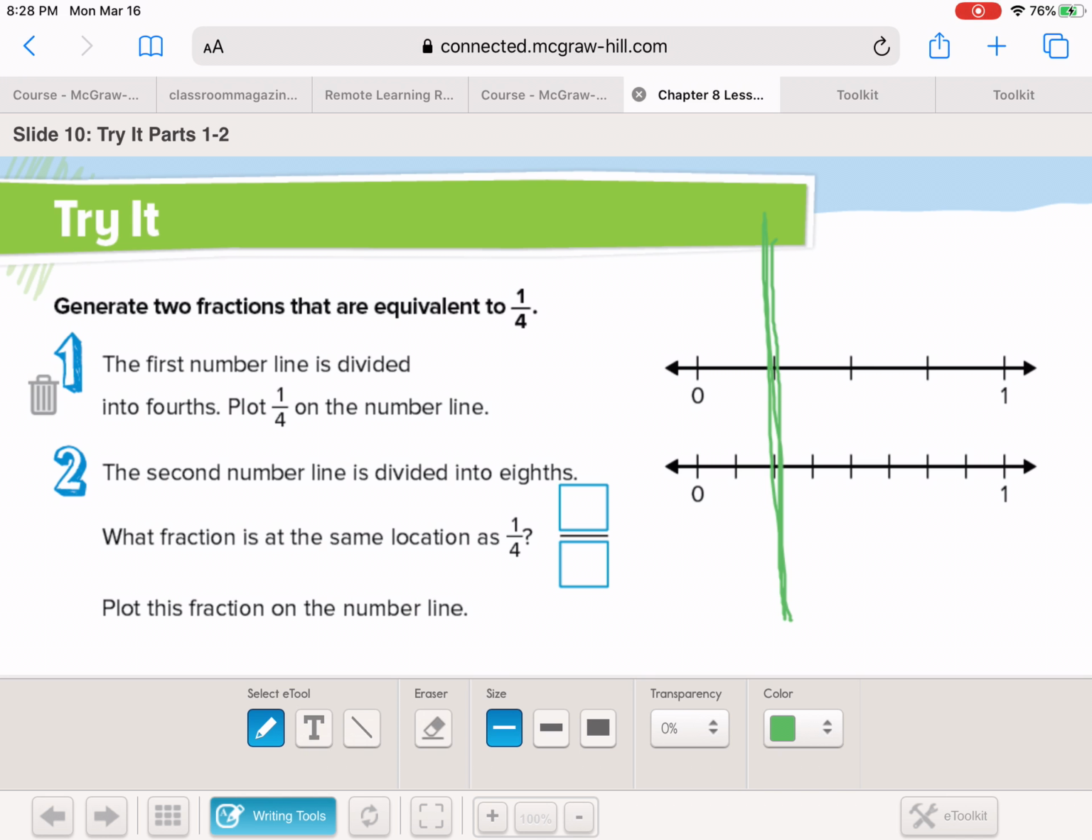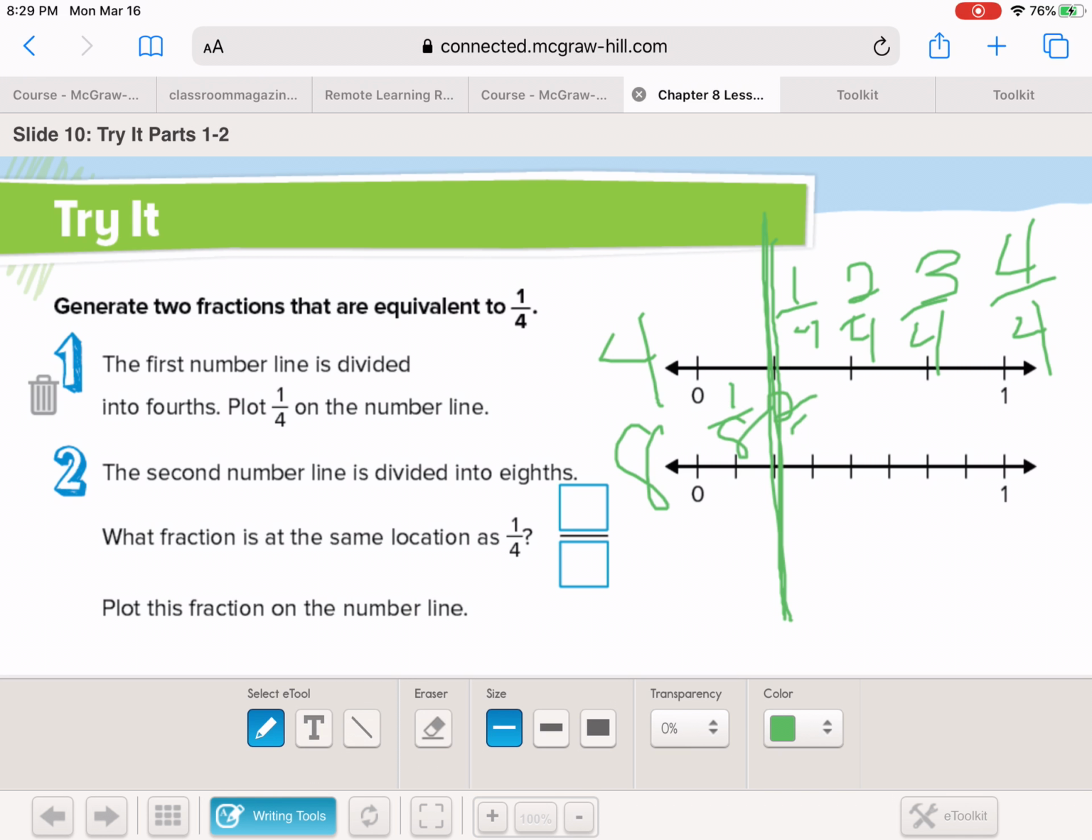Now, this is divided into fourths. This is divided into eighths. So I have 1/4, 2/4, 3/4, and 4/4, which is equal to 1. So just like a pizza, if I cut it into 4 slices and I eat 4 slices, I ate the whole thing. 1/8, 2/8, 3/8, 4/8. You know, you got the picture.